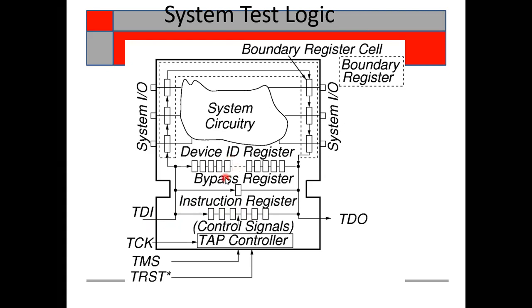Then TCK stands for the test clock. TCK is nothing but the test clock. TMS means test mode select, or selecting the mode. Then TDO stands for the test data output, or the serial output from the boundary scan register.